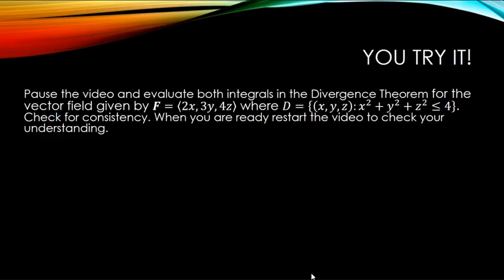Pause the video and evaluate both integrals in the divergence theorem for the vector field given by f equal to a vector with components 2x, 3y, 4z, where D is the set of all points x, y, z such that x squared plus y squared plus z squared is less than or equal to 4. Check for consistency when you compute both integrals, and when you're ready, restart the video to check your understanding.